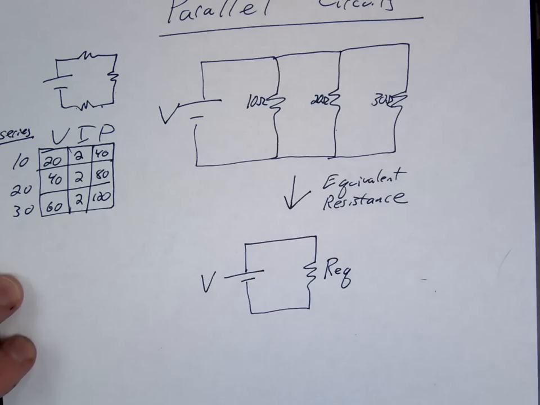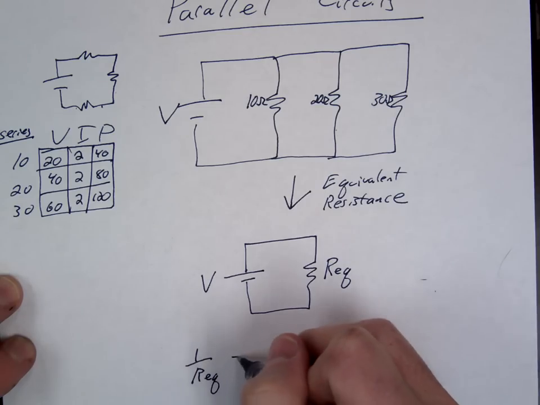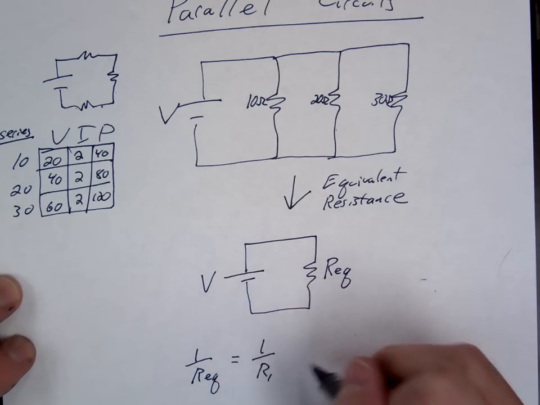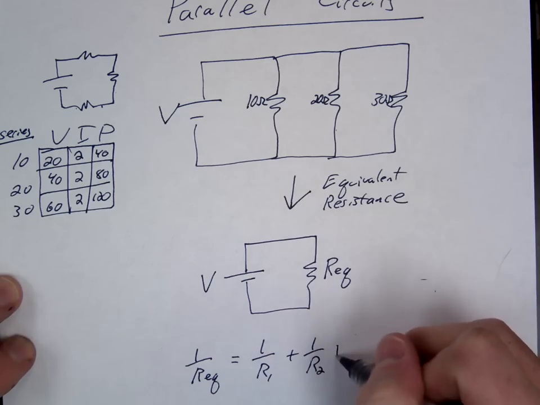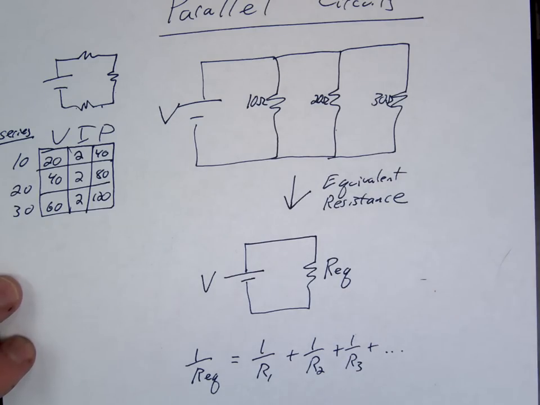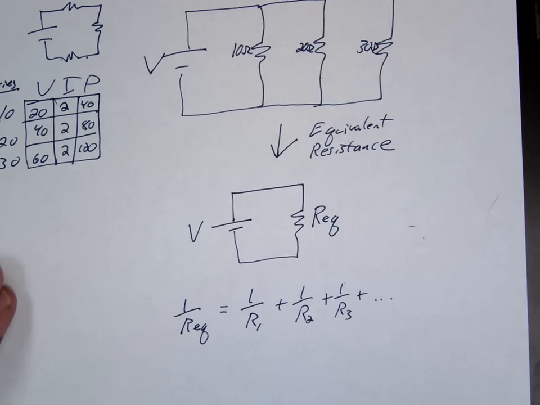Now as it turns out for parallel, the way you find it is not quite as easy. The equation to find the equivalent for a parallel circuit looks like this: 1 over Req equals 1 over R1 plus 1 over R2 plus 1 over R3, etc. So in other words, it's not merely summing up, you're summing up the reciprocals. Summing up the reciprocals. So let's just see what happens. Let's go ahead and do this one.